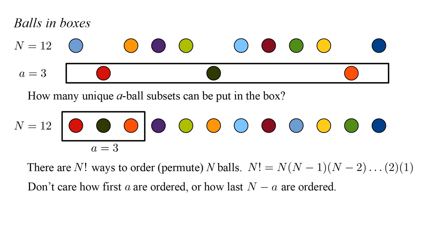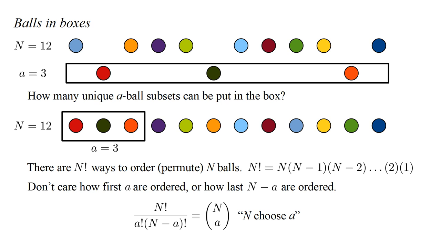However, this does not mean that there are n factorial A ball subsets that can end up in the box. Many of these permutations will have the same A balls in the box, with those A balls and/or the n minus A other balls in a different order.